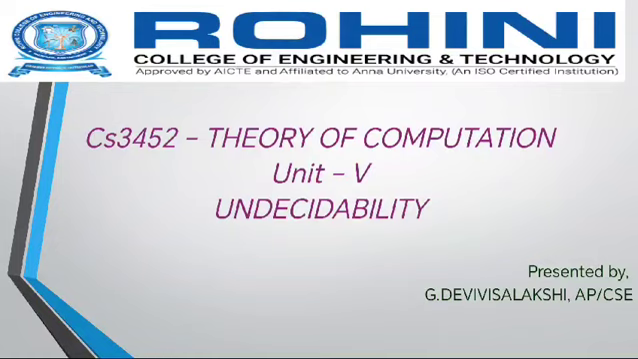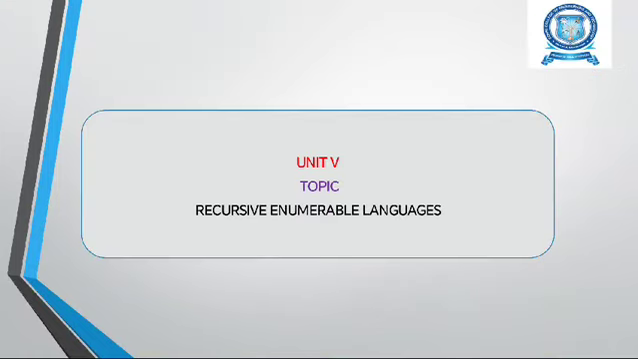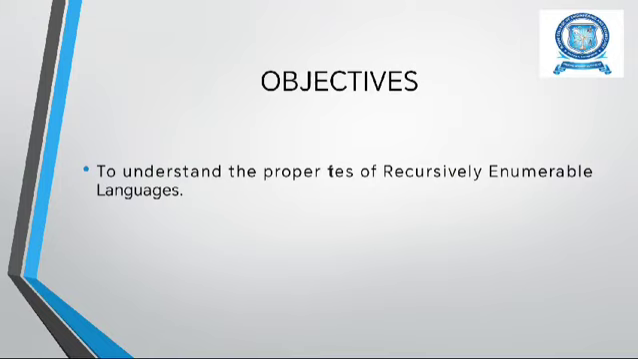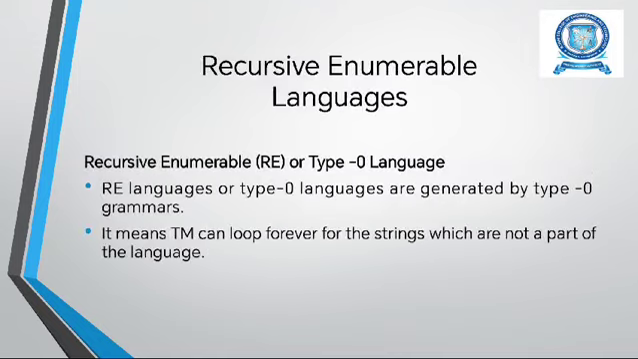Subject name is CS 3452, Theory of Computation, Unit 5, Undecidability. The topic name is Recursive Enumerable Languages. So today we are going to discuss recursively enumerable languages. The main objective is to understand the properties of recursively enumerable languages.